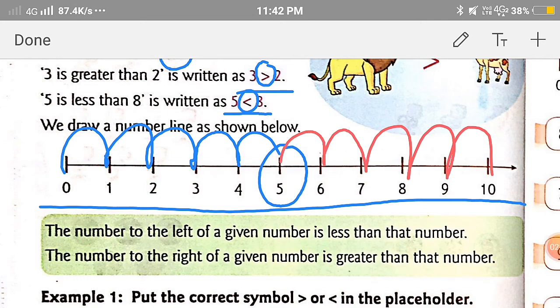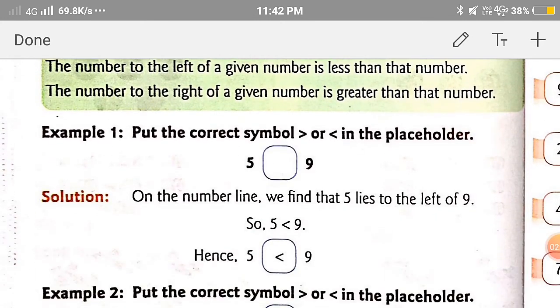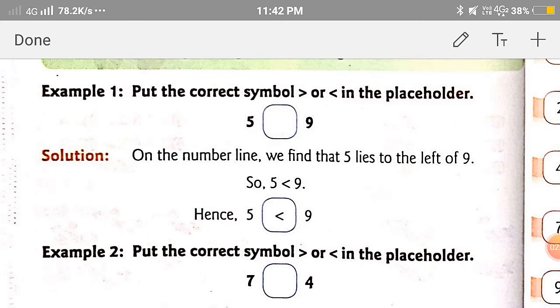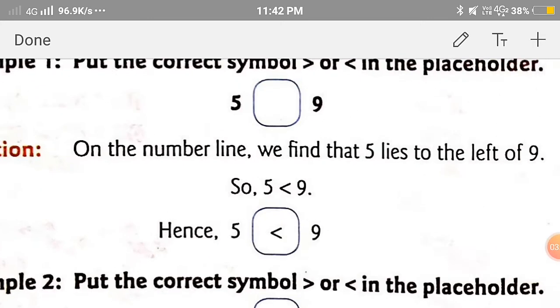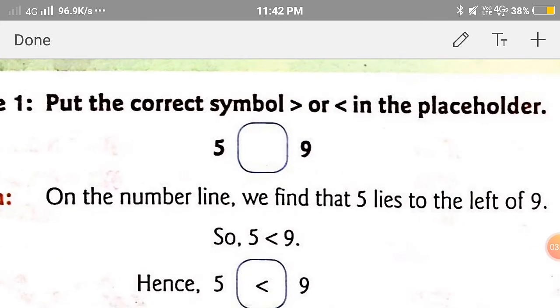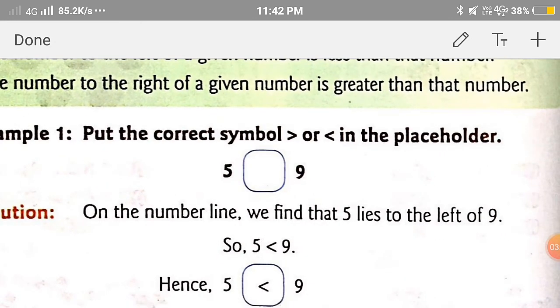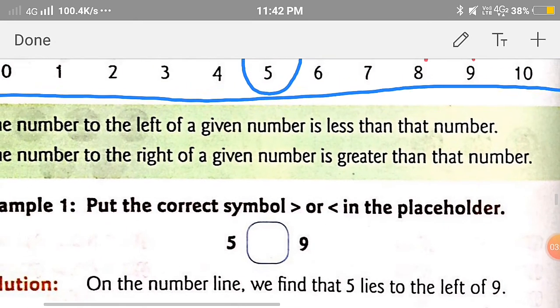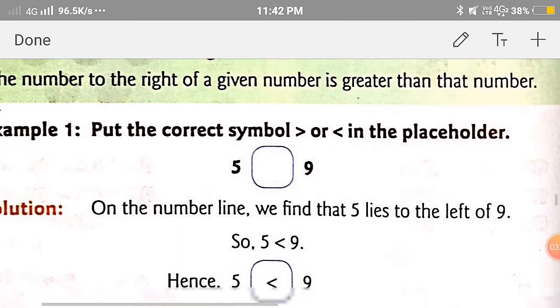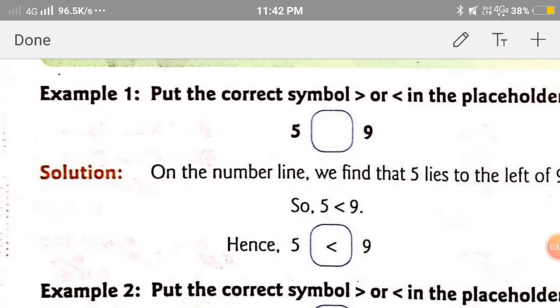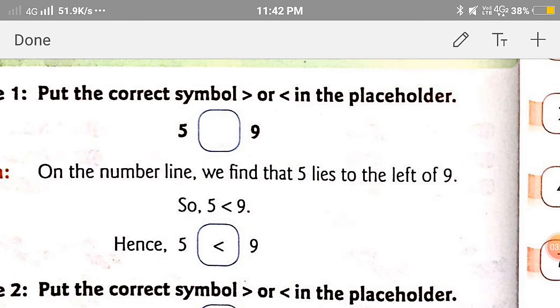Now let's see the next example. Put the correct symbol greater than or less than in the placeholder. So 5 and 9 is given. So we have to put the symbol. Now let's see. On the number line, we find that 5 lies to the left of 9.